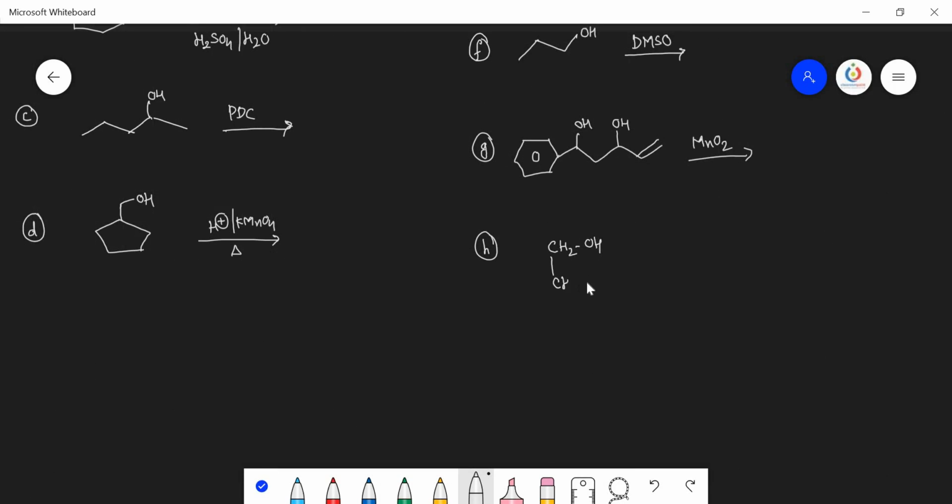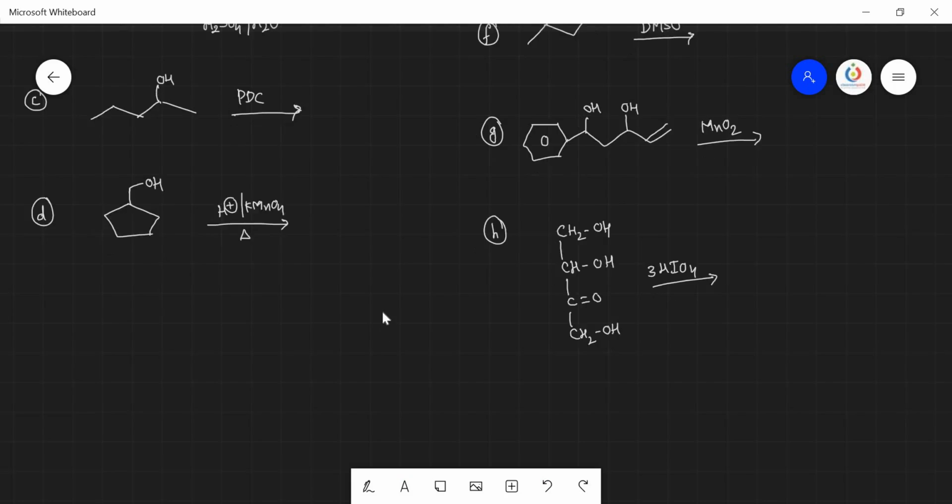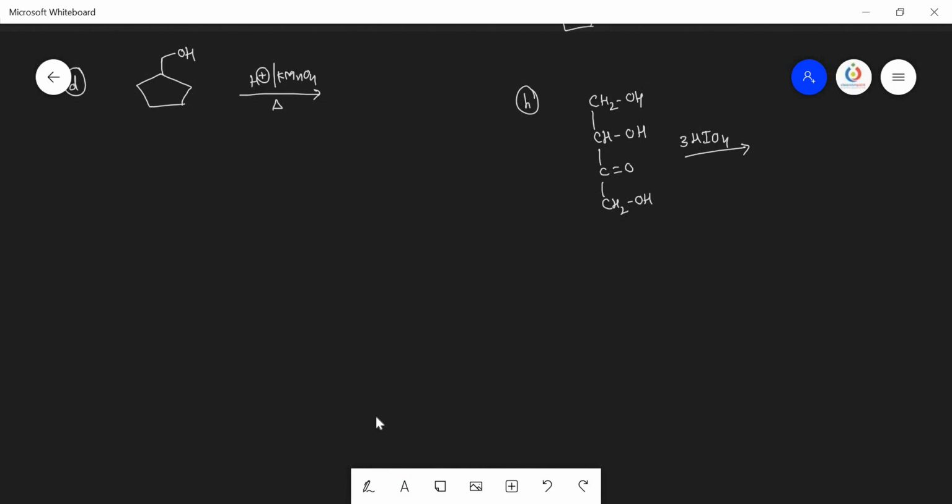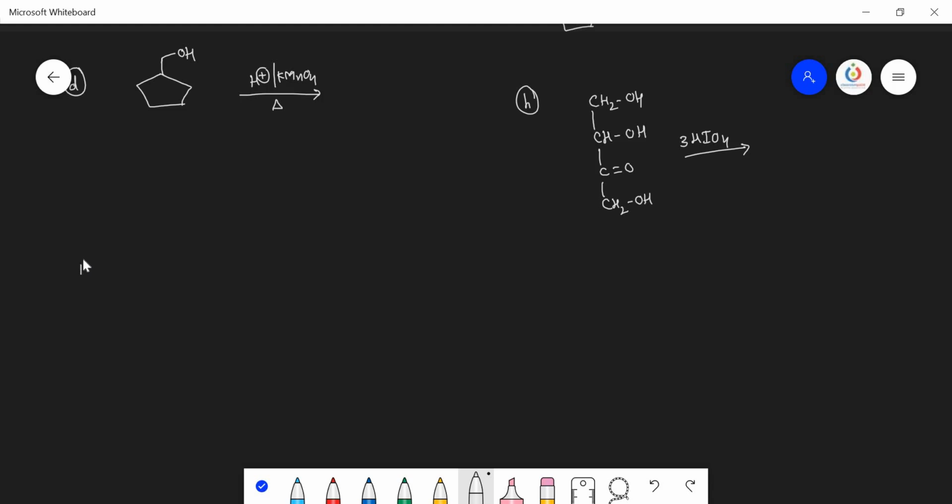CH2OH, CHOH, C double bond O, CH2OH. Let us give the big molecule. 1, 2, 3, so 3 moles of HIO4 I am giving here. I. Jones reagent. J.